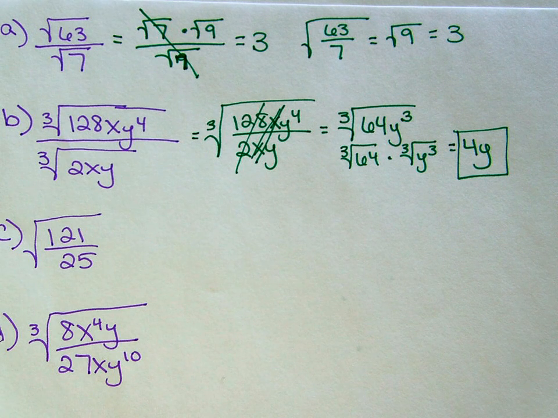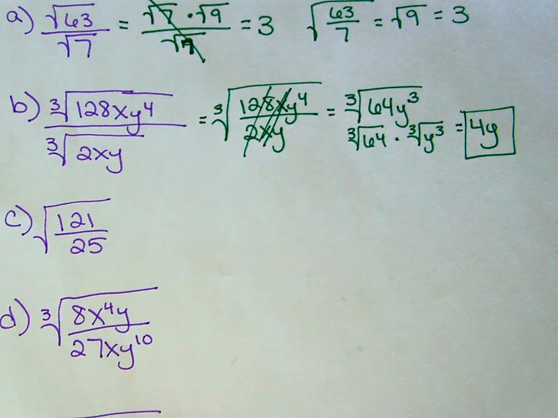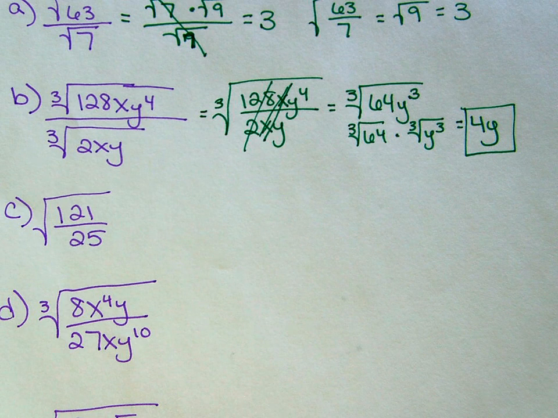Okay, C is another one where it's all numerical. We have a big radical of 121 over 25. You could work this one either way. 121 is not divisible by 25, so there's not really a lot I could do there.